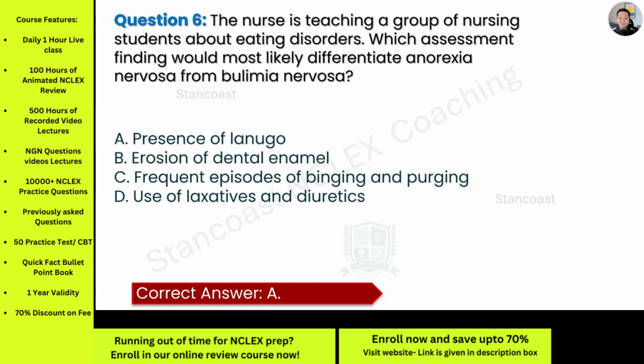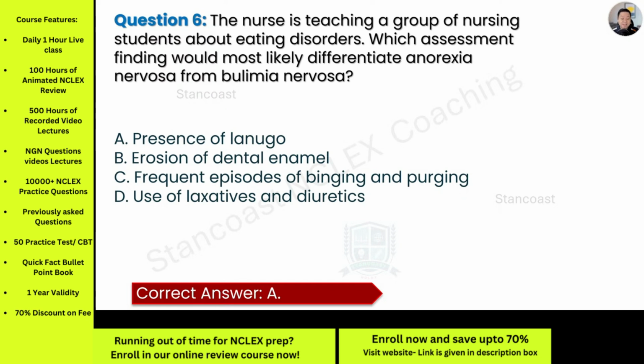Whereas anorexia nervosa is typically going to involve extreme restriction of food intake, and it's not typically associated with binging and purging behavior. And letter D, another incorrect option. The use of laxatives and diuretics is more common in bulimia nervosa, but it can also occur in anorexia nervosa. However, this behavior is not the distinguishing feature between the two disorders.